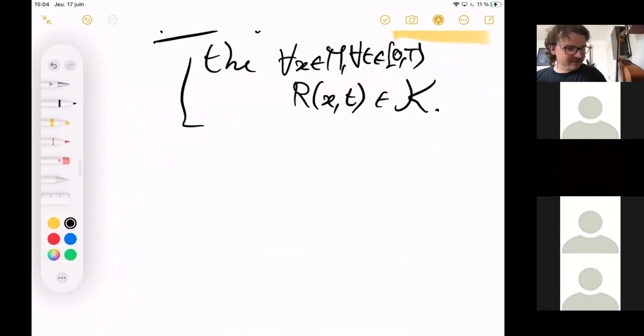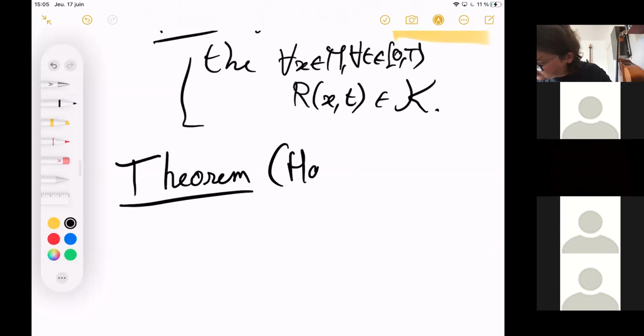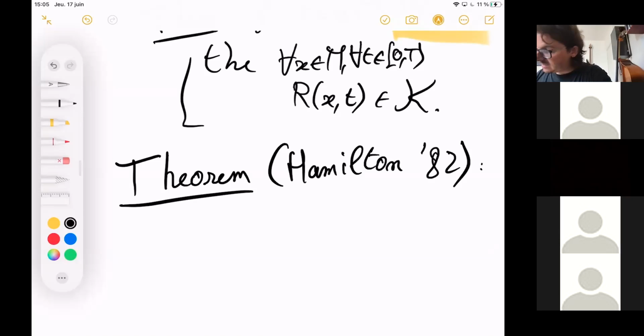And a big application of this circle of ideas is the theorem that I wanted to give you an idea of the proof of. So I will do pre-Perelman Ricci flow, and actually the origins of Ricci flow. I will give you an idea of the proof of the first non-trivial theorem about Ricci flow, that was proved by Richard Hamilton. I think the paper was published in 1982.